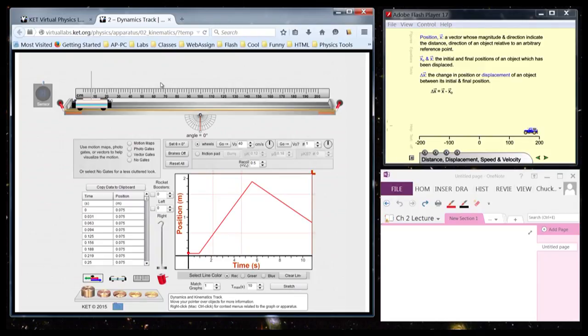If you take the final position, x final, minus the original position, you get the displacement, the change in position. Okay, so on the way over here from 60 to 160, the displacement is 160 minus 60, or 100 centimeters. Now on the way back, the final position is 60 minus the initial 160, so the displacement is minus 100 centimeters. Whoopee!